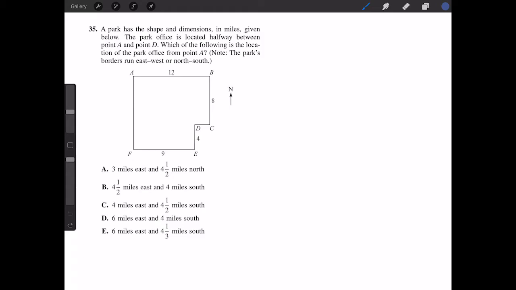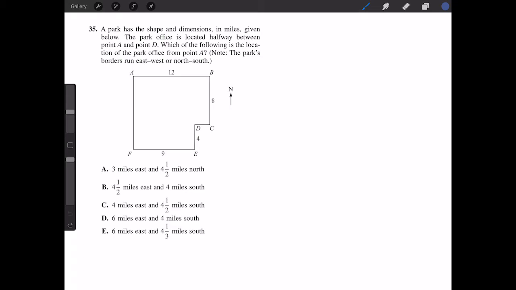For problem 35, it reads, a park has a shape and dimensions in miles given below. The park office is located halfway between point A and point D. Which of the following is the location of the park office from point A? Note, the park's borders run east-west or north-south.